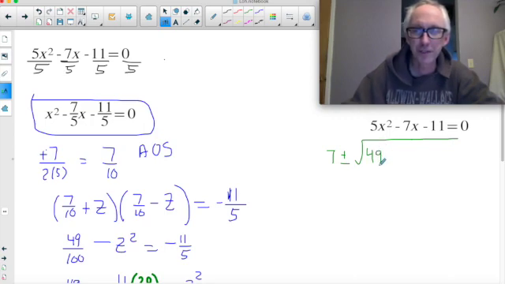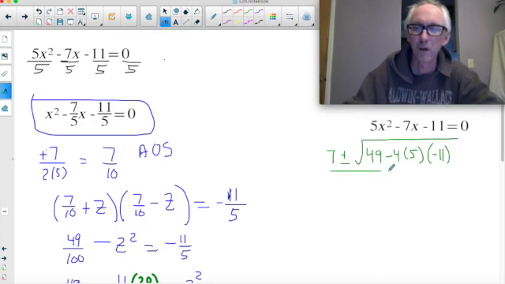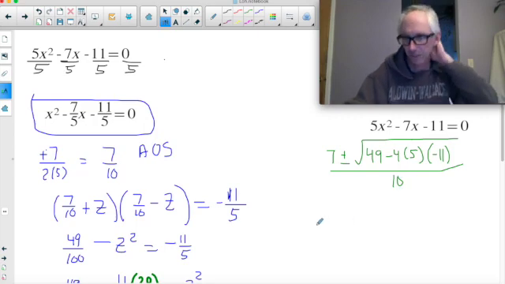Like I said, I don't have my kids write out negative 7 squared. That's a mental step. Negative 7 squared is 49. Minus 4 times a, which is 5, times c, which is negative 11, all over 2a. So it's 2 times 5 is 10. So don't write out 2 times 5, just write 10. Okay?